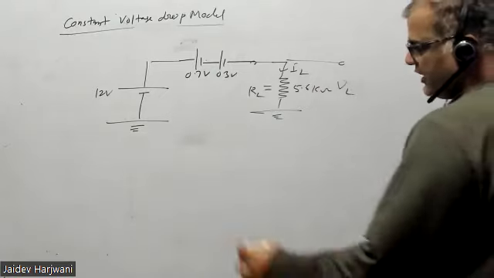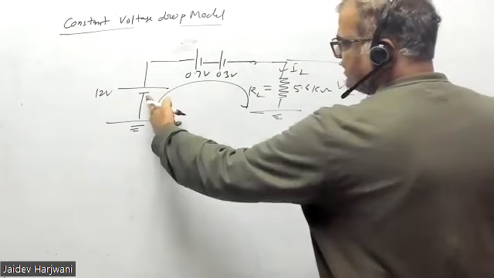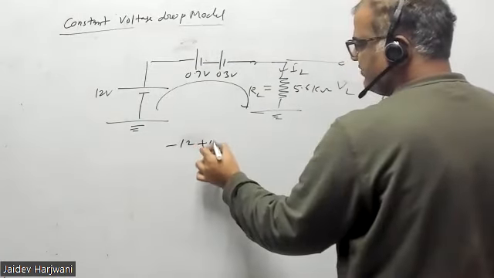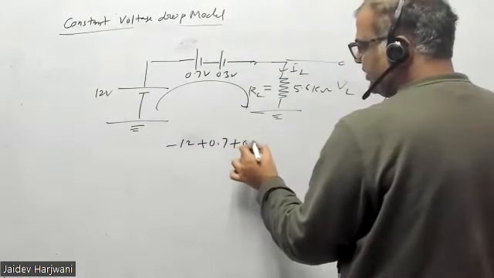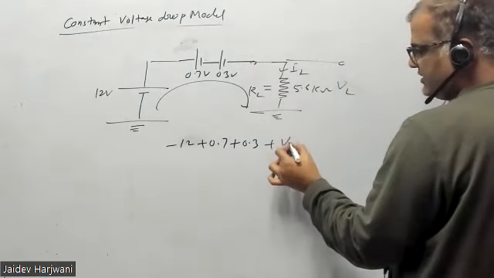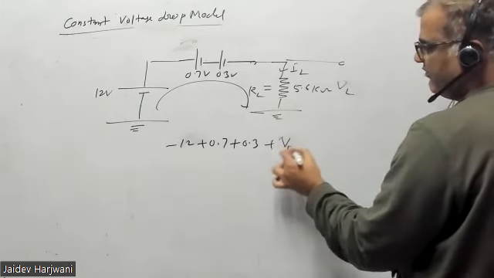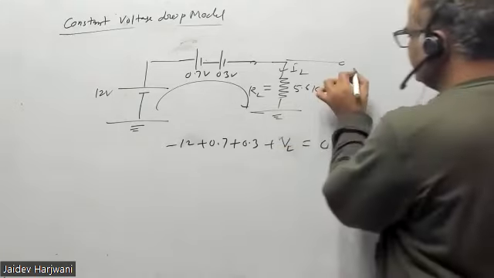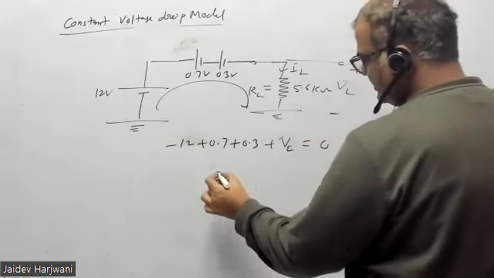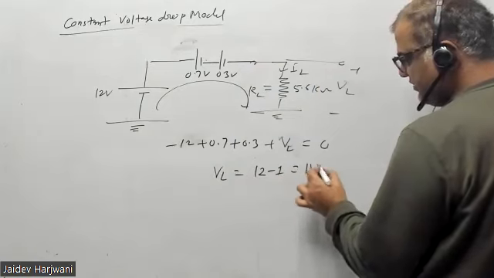Okay. So you can again write the KVL here. KVL is what? Minus 12, then plus 0.7, plus 0.3, and then plus VL equals 0, and VL is what? IL RL, directly you can write VL. So VL will be what? VL will be 12 minus 1, that is 11 volt.